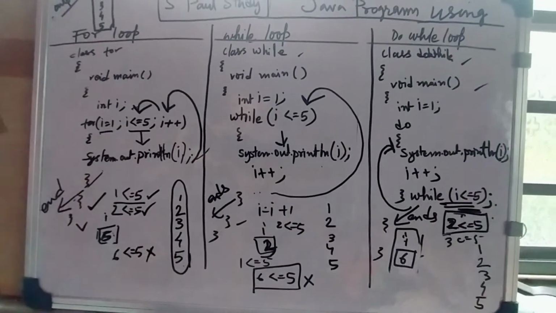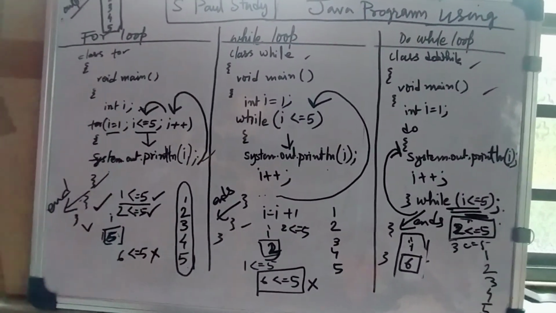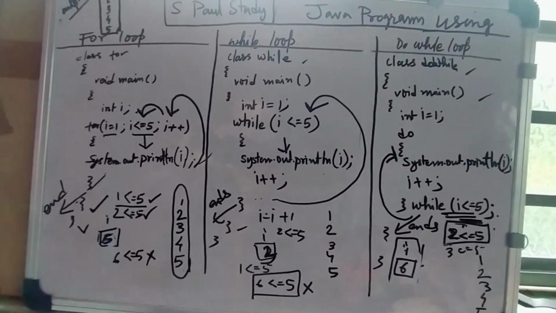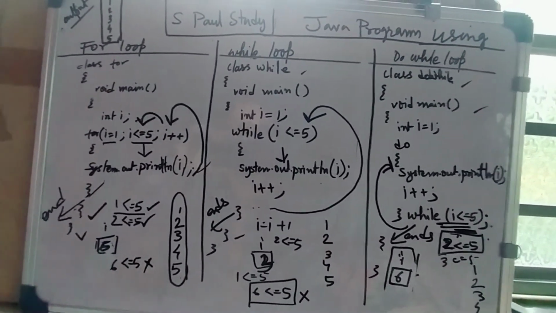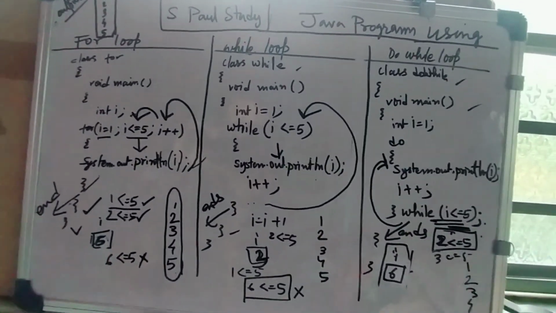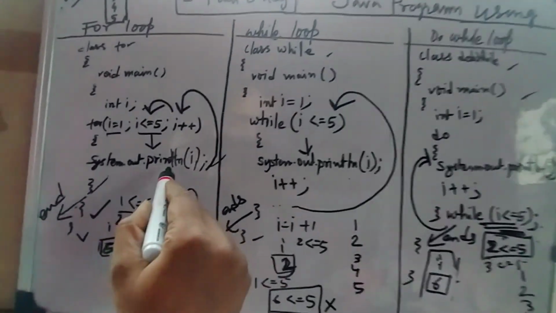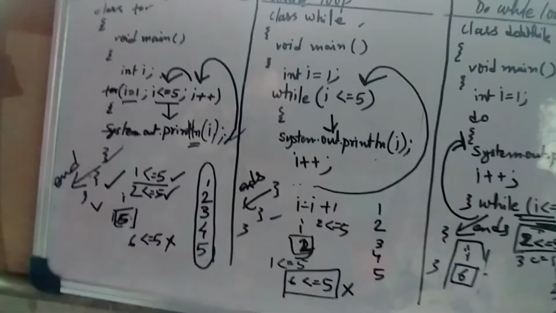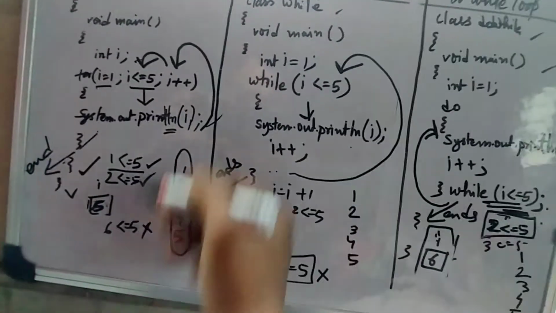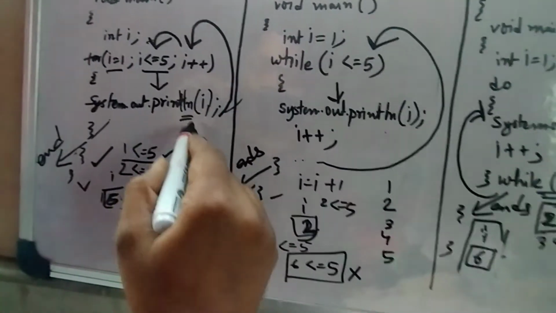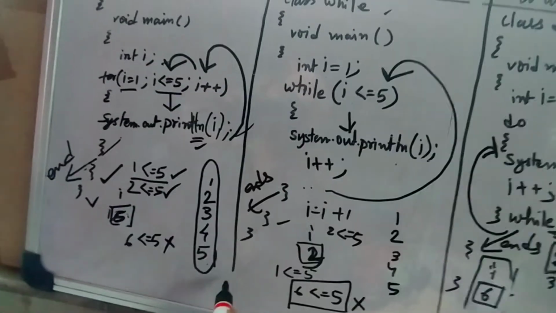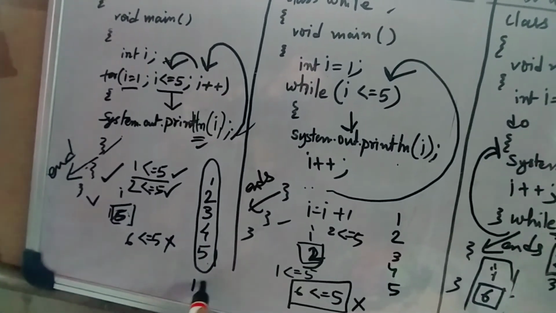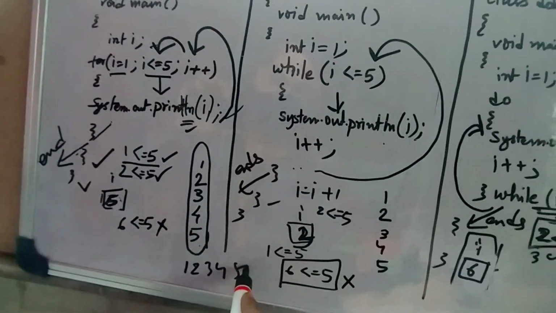So these are all the three simple loops: for loop, while loop, do while loop, and a simple output that we have to print, that is from 1 to 5. Since we have used println here, the printing pattern is in the vertical direction. If we hadn't used the ln, then the printing would have been 1 2 3 4 5.